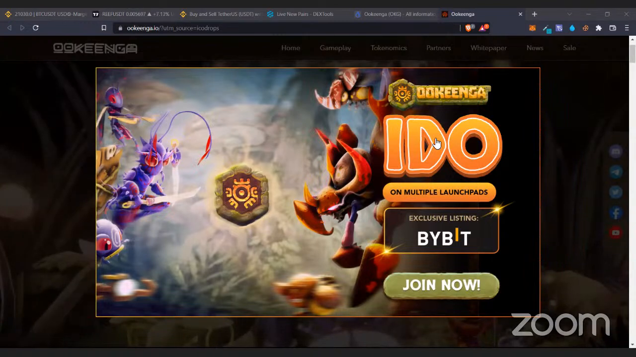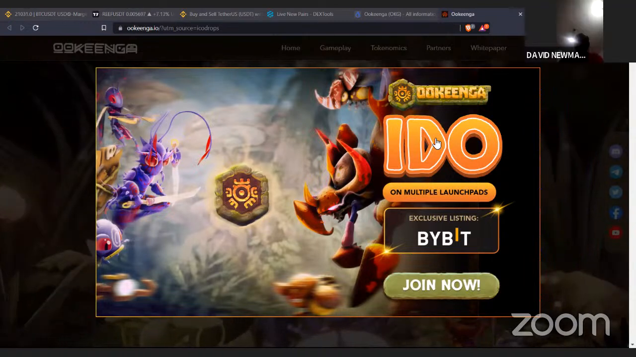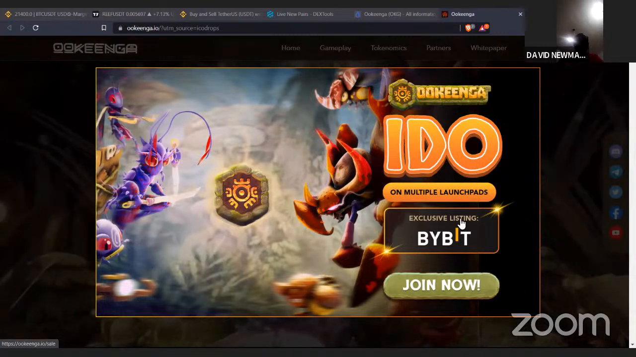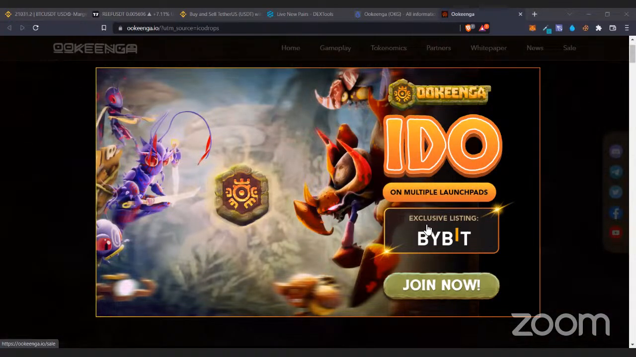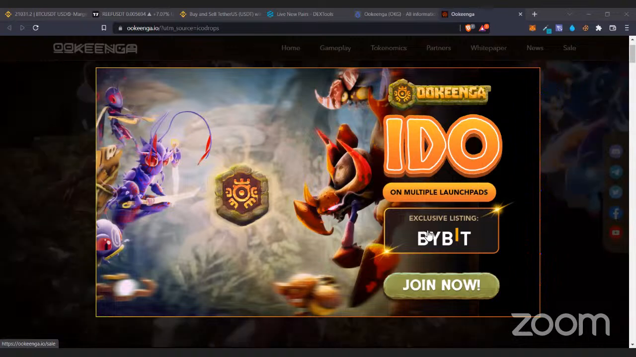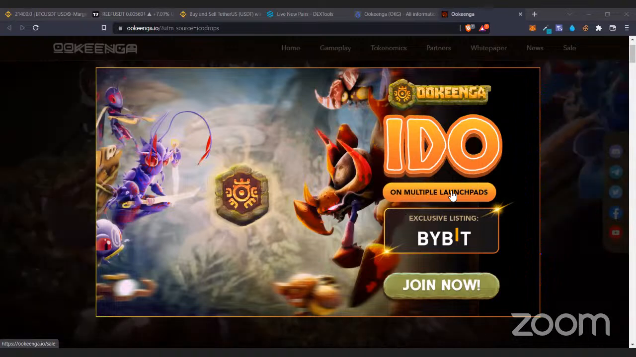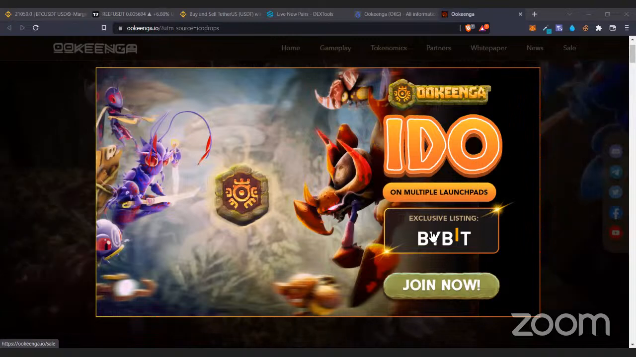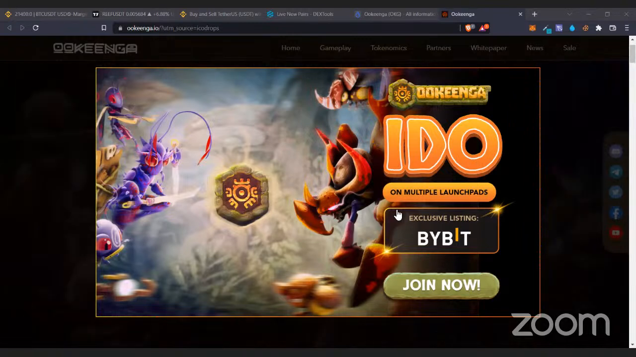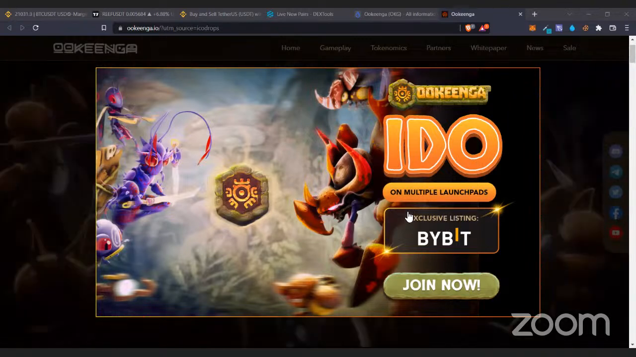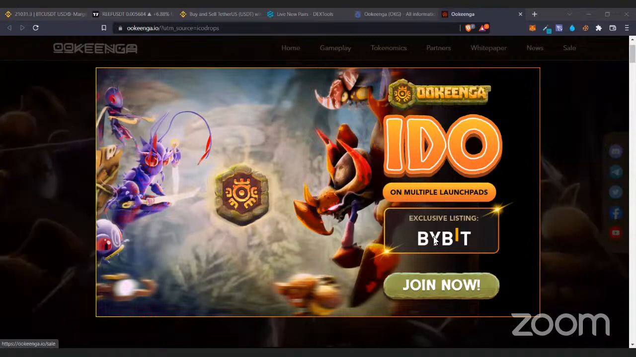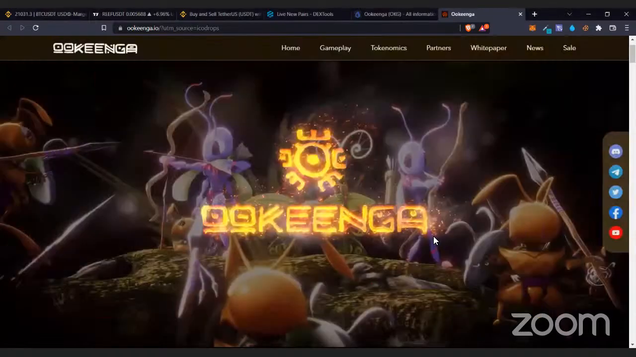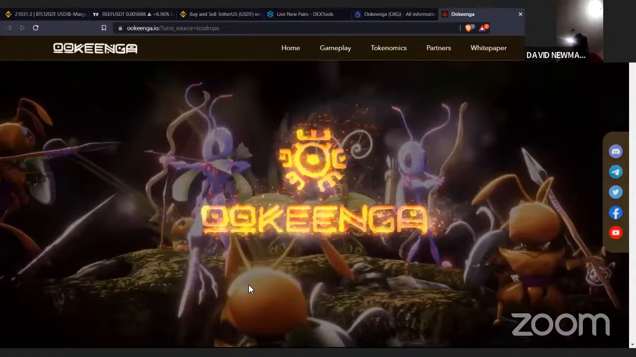So do your findings. This one says exclusive listing. I don't know what this means. Is it that it's listed on Bybit or something? Okay, I think this is already through Launchpad, Abi. Yes, through Launchpad it is already listed on some of the exchanges. Okay, so look at it.